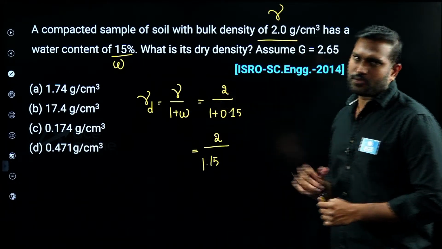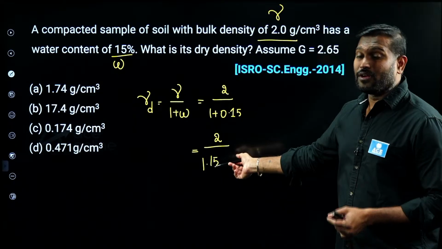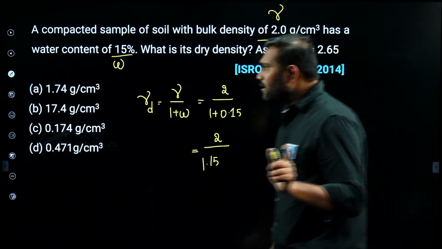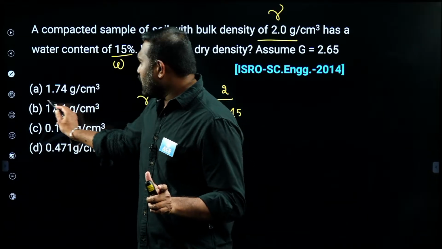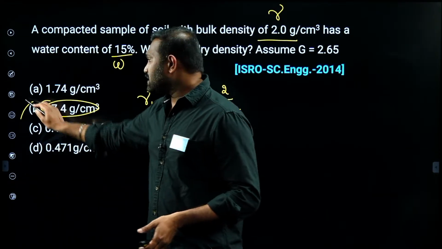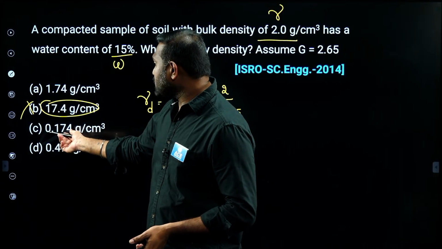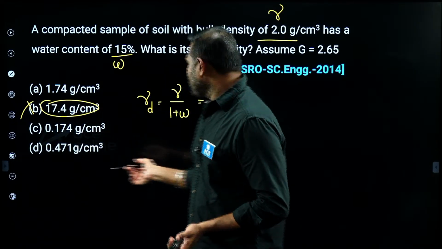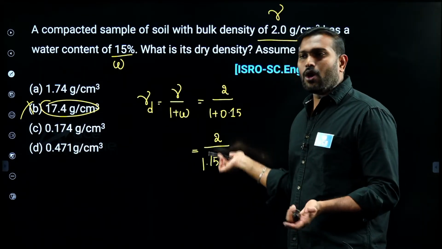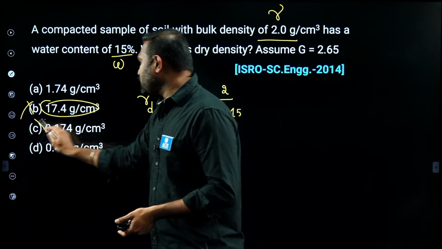Now, again, please have a look at the options over here. This is 2 by 1.15, so the answer will be just less than 2. The answer will definitely be less than 2, right? But option B is 17.4. Eliminate it, because the answer is less than 2; this is more than 2, right? And option C is 0.174. This is not 2 by 10. This is 2 by 1.15, so the answer will definitely be greater than 1 and less than 2. So, eliminate option C also.